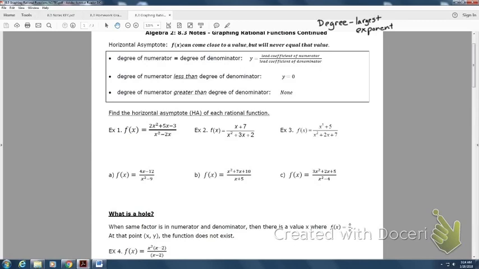Okay, so if you look at this example 1 down here, I would say this has a degree of 2, this has a degree of 2. A degree of 1, a degree of 2. A degree of 1, a degree of 2. 2, 1, 2, 2, 3, 2. Okay, so you're going to look at the degree of the numerator and the degree of the denominator, and you're going to compare the two. There's really only 3 things that can happen. Either the numerator is larger than the denominator, the denominator is larger than the numerator, or they're the exact same.